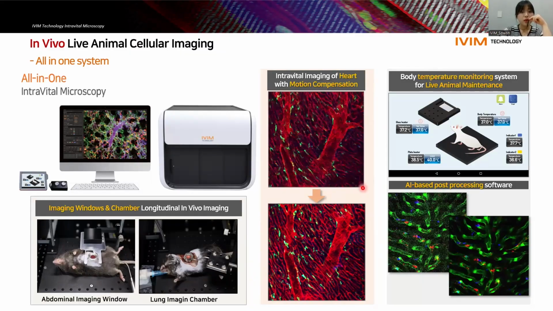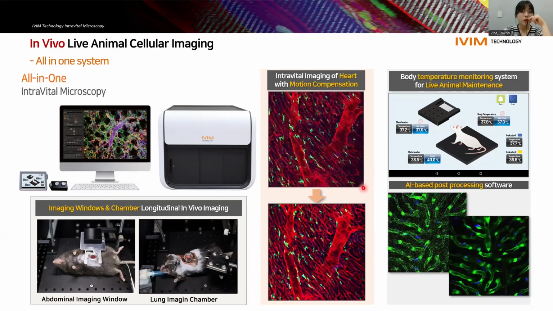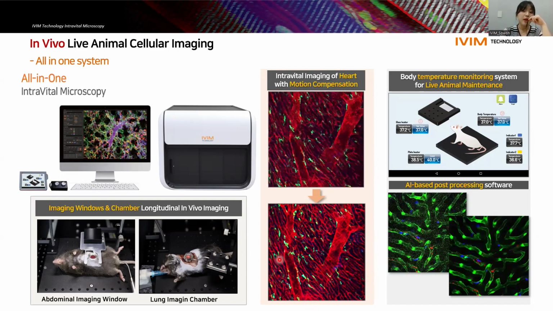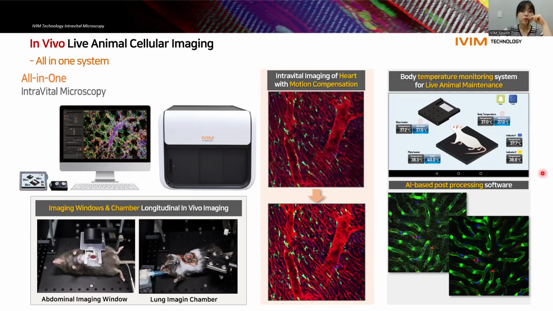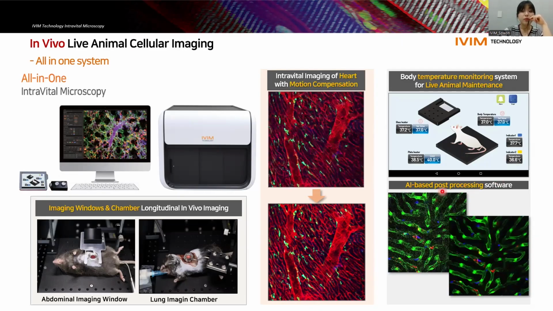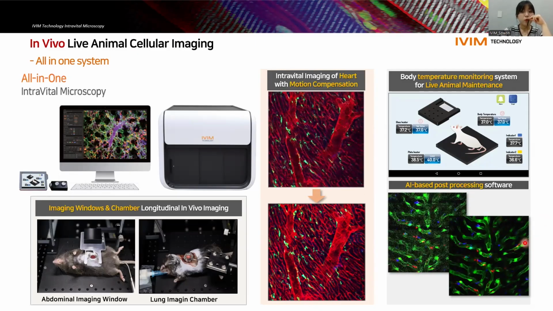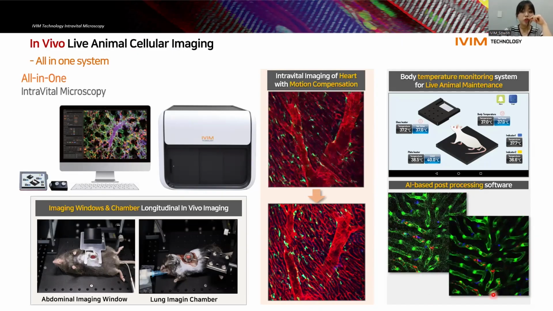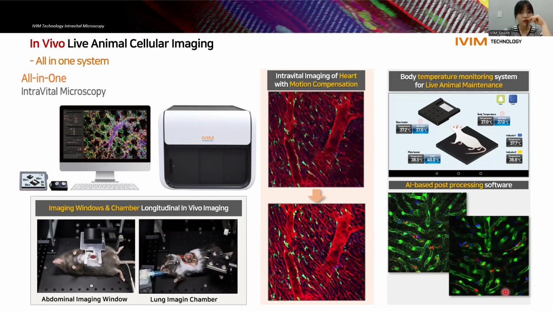To solve this, IBM Technology has developed its own motion compensation algorithm, which corrects for these movements and produces crisp, stable images. We also provide systems to maintain the animal's body temperature during anesthesia, ensuring stable imaging conditions. Furthermore, our AI denoising feature allows noise-free, quantitative analysis, enabling researchers to extract precise data from their imaging experiments.